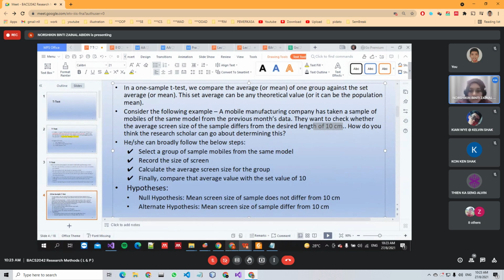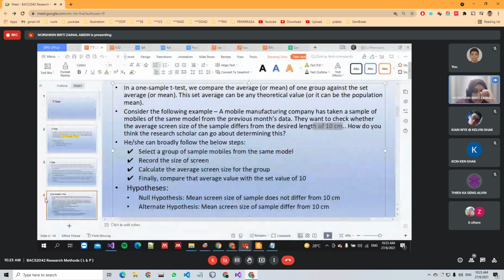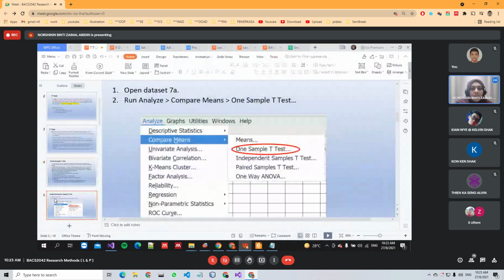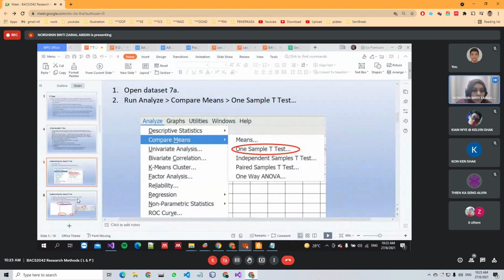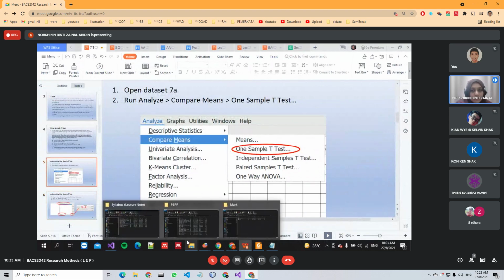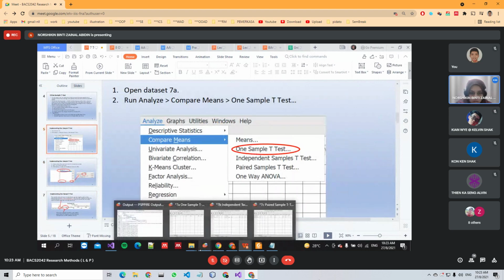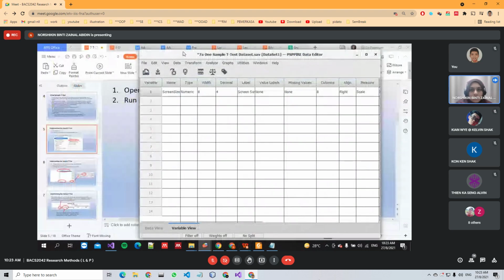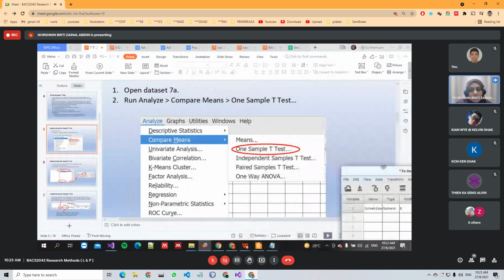Next, this is where we will do the one sample t-test. Actually this one is quite easy. You go and open your dataset for 7A, 7A only, not 7B or 7C. This is the dataset for 7A. You follow these steps as per the slide.